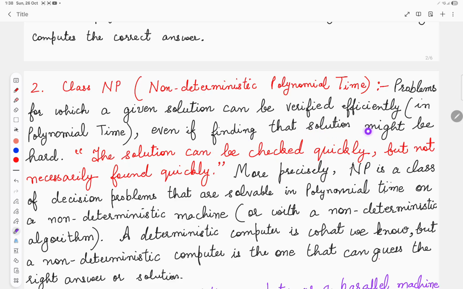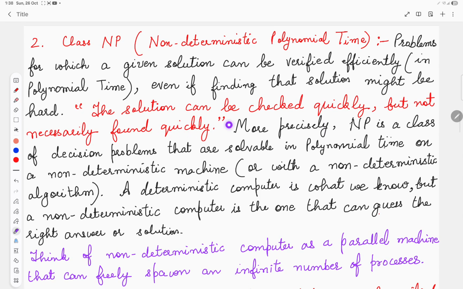Even if finding that solution might be hard, even if you are not able to find the solution, but given a certain solution, if you are able to verify it in polynomial time, this is an NP class of problem. The solution can be checked quickly, but not necessarily found quickly. More precisely, NP is a class of decision problems that are solvable in polynomial time on a non-deterministic machine.